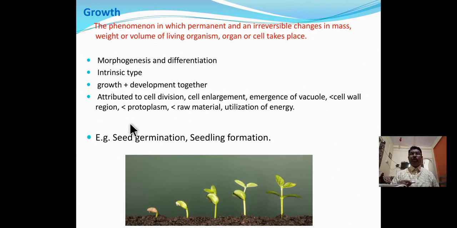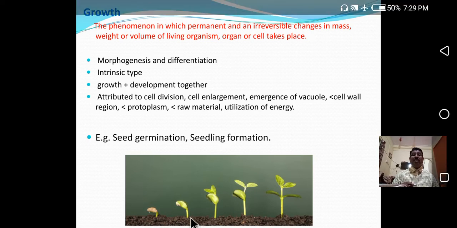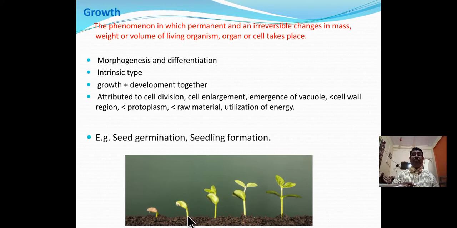The example of growth: seed germination. We can study growth with a simple example, that is seed germination. The picture indicates the seed germinating to form the plumule, and the radicle forms the root. Then a seedling forms, a small plantlet forms, and the plantlet increases in this way to form a plant. So all these stages are included in growth.